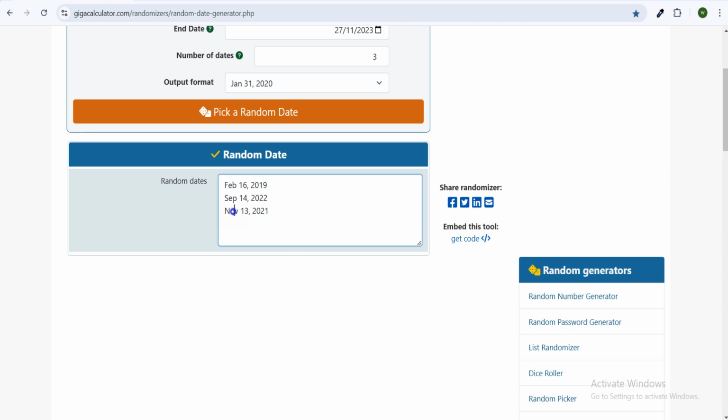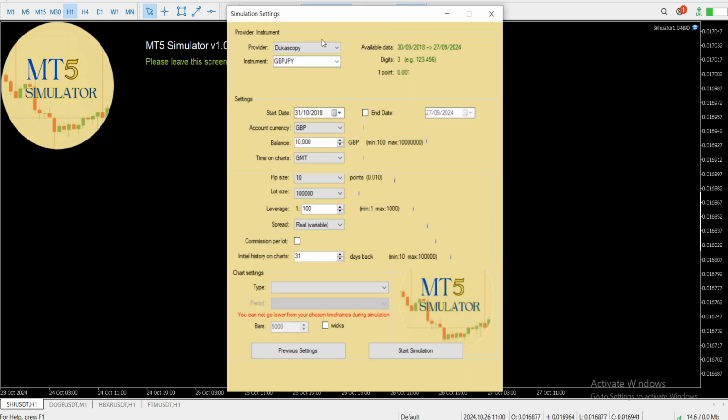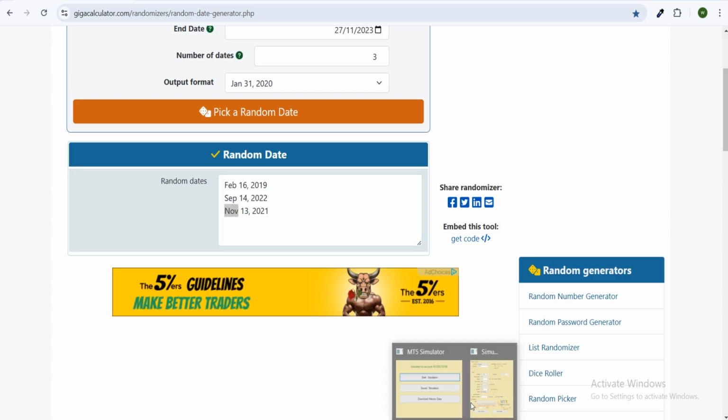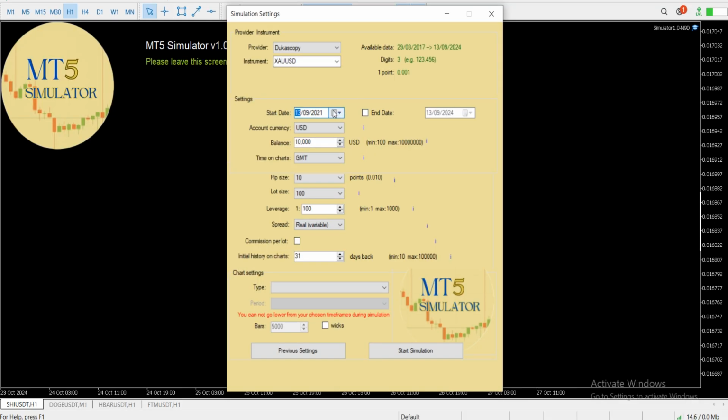Okay, it's November 13, 2021. I think it's much better. November 13, 2021. 2021, month will be 9 and date is 13, I guess. Is it 13? Yeah, November. Okay, the 13th is on Saturday, so I will choose 15.